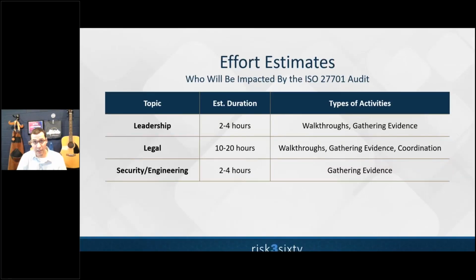So we wanted to present an idea of who's impacted by the ISO 27701 audit. So the first category, leadership, those who are really governing the PIMS and the privacy program. Most of the involvement will be walkthroughs. There's typically some evidence like communication to an audit committee or the highest level of management that only a subset of individuals have access to. So we need some assistance in gathering that, redacting that, and providing it to us.